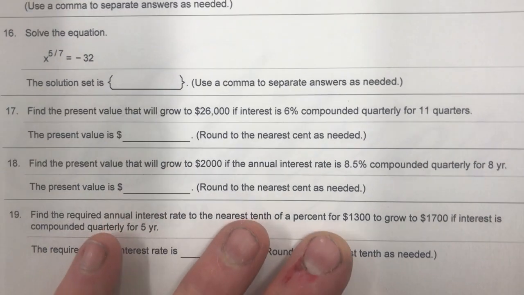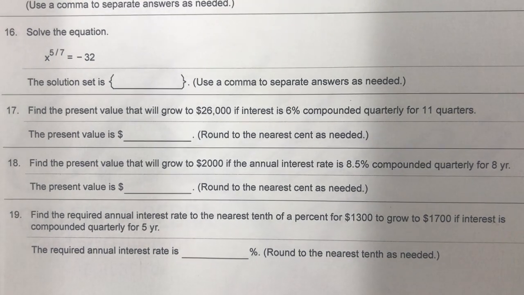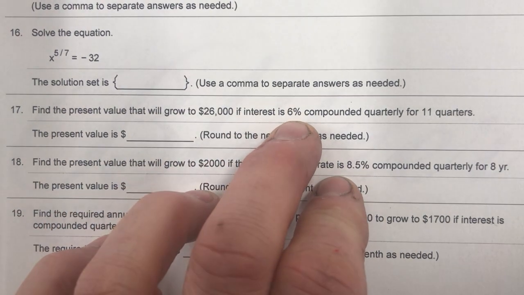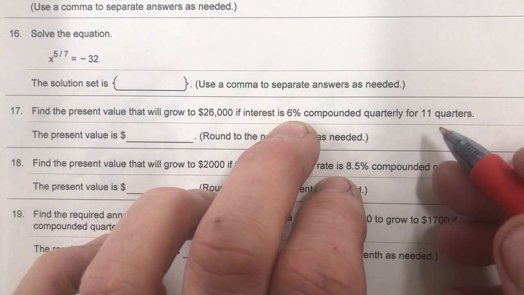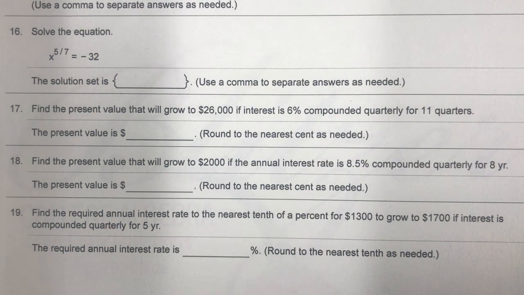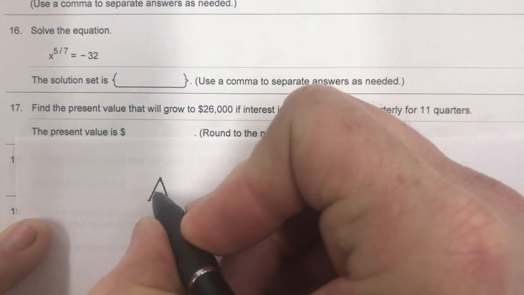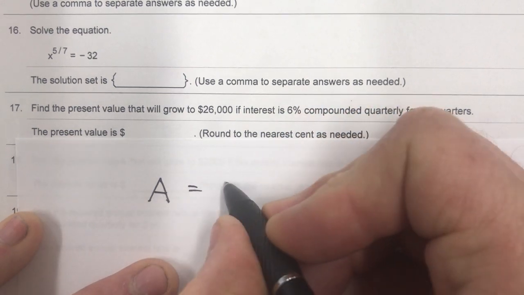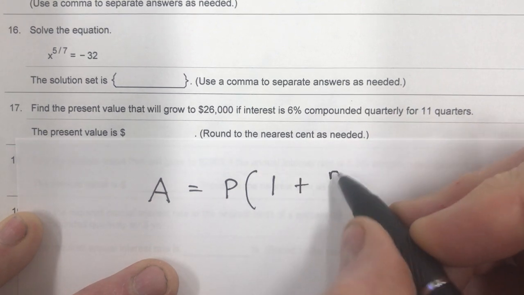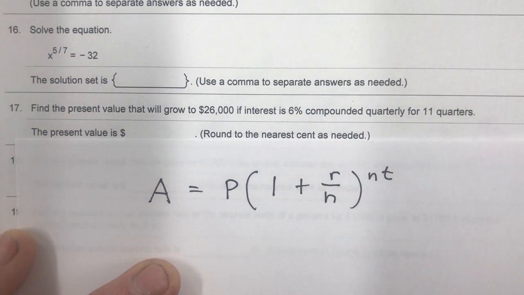Okay, then we've got some interest problems. Number 17 says, find the present value that will grow to $26,000 if interest is 6% compounded quarterly for 11 quarters. All right, so we have this equation. Your accumulated value equals your present value, or your principal, times 1 plus r, your interest rate, divided by n, to the nt power. This is the equation we use for this.